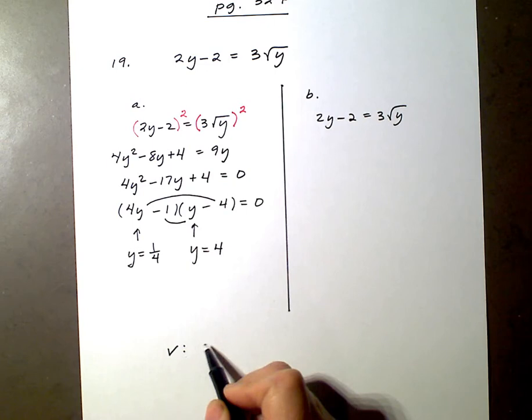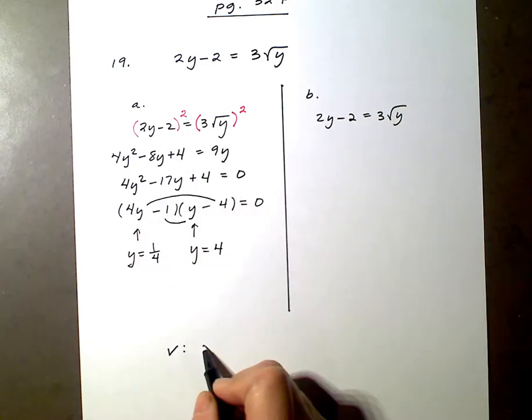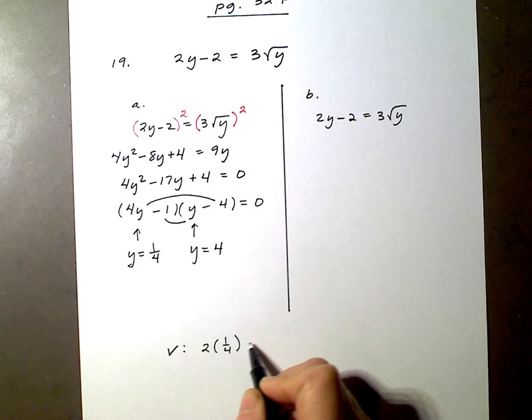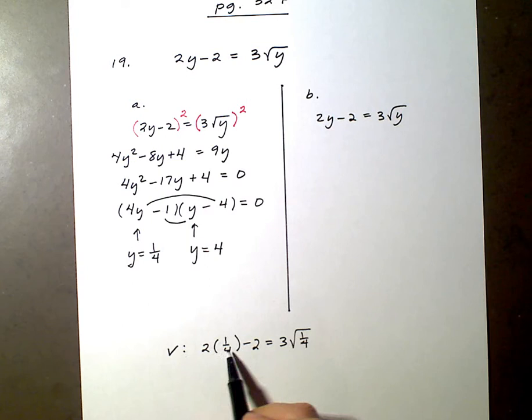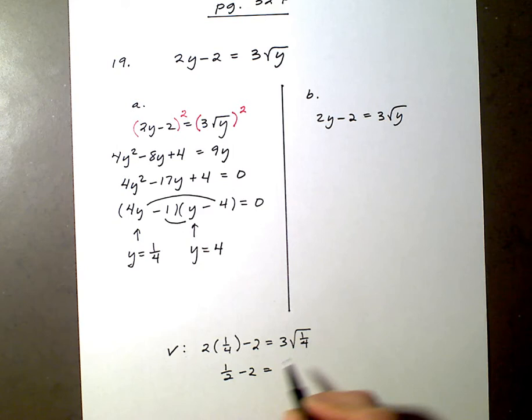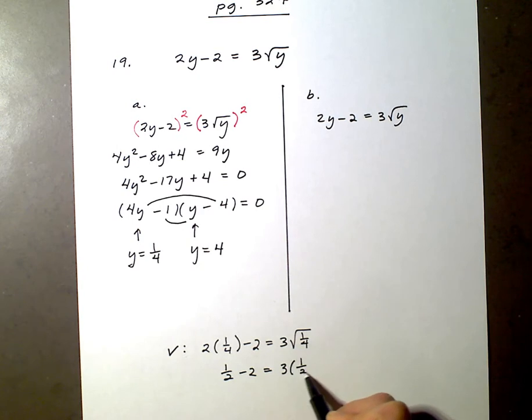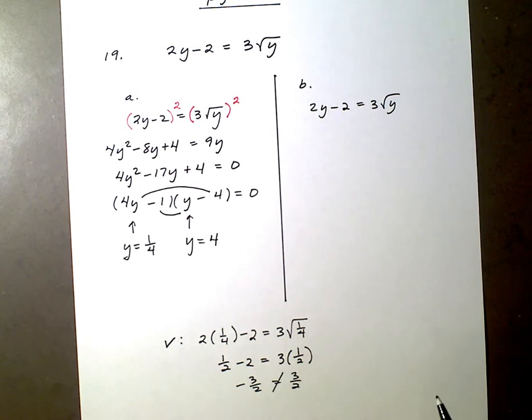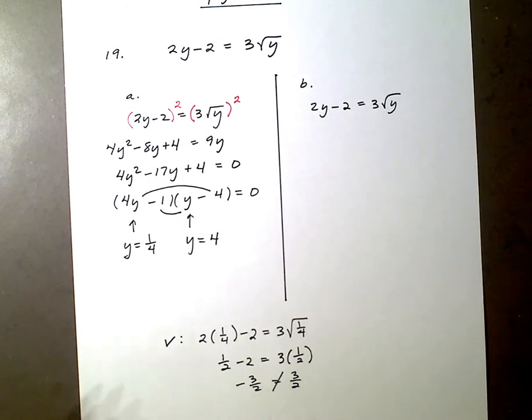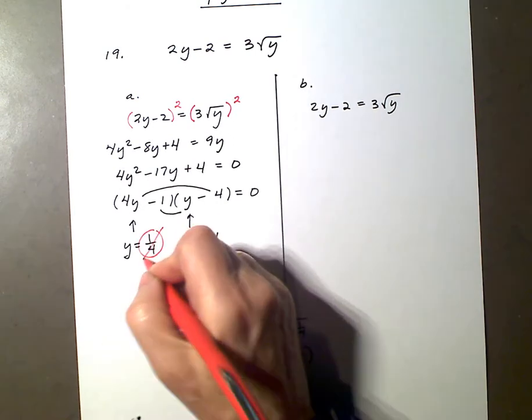First I'll check 1/4. So putting 1/4 into the original equation, 2 times 1/4 is 2/4, so it's 1/2 minus 2, and the square root of 1/4 is 1/2, so 3 times 1/2 is 3/2. So on the left, 1/2 minus 2 is negative 3/2, and on the right I have 3 times 1/2, which is a positive 3/2, and those are not equal. So it appears that 1/4 will need to be rejected, and then we'll check the 4.